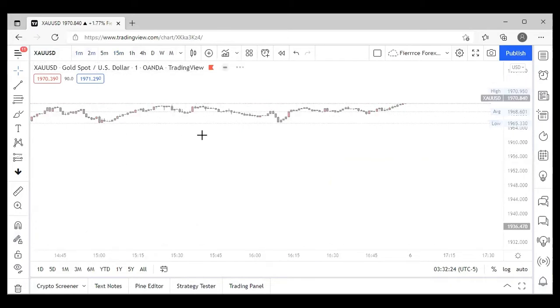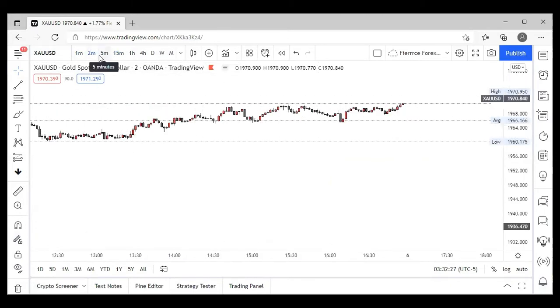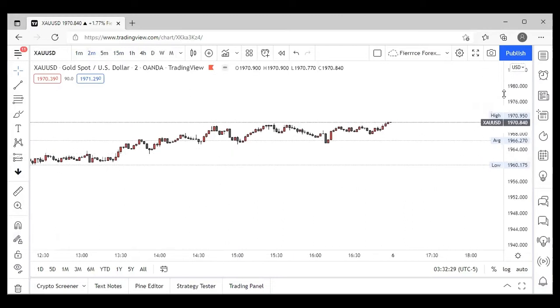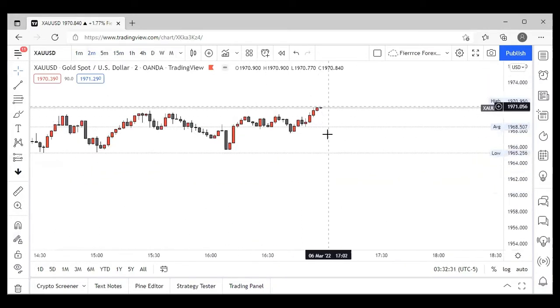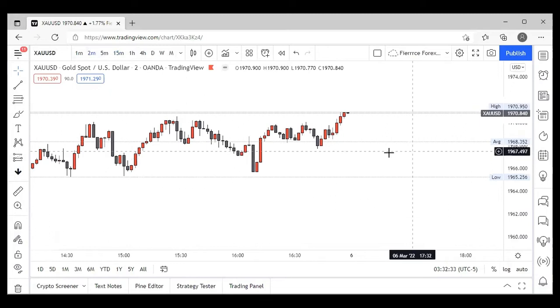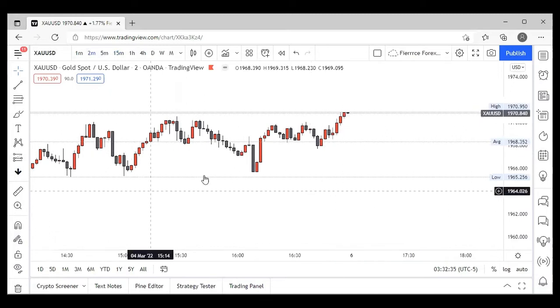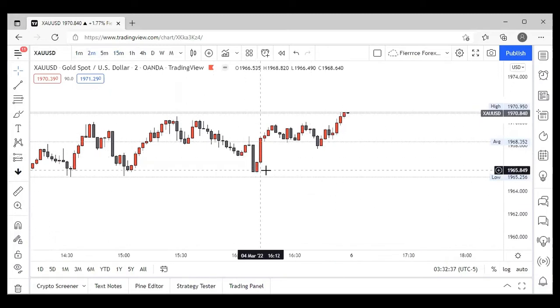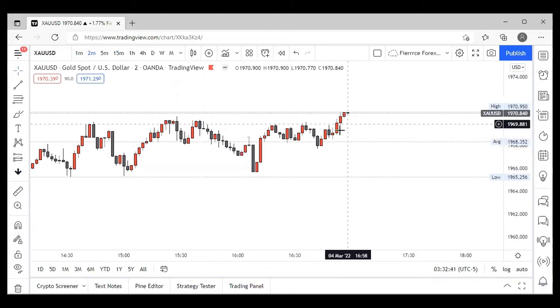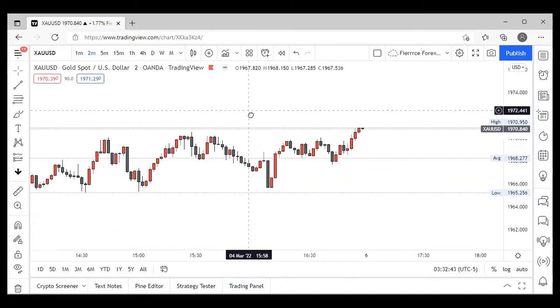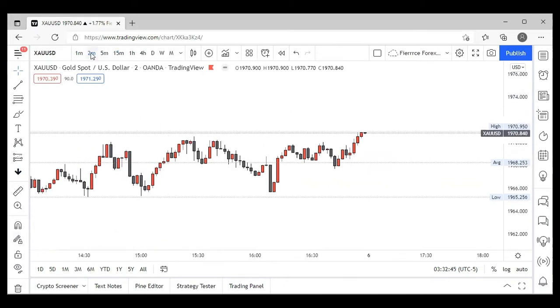If I click on the 2 minutes, I can see the 2 minute chart. And if you remember, every candlestick here represents time. Each bar here represents the time frame. So this bar is a 2 minute candlestick, and so on and so forth. So this is where you change your time intervals, switching in between different time frames.